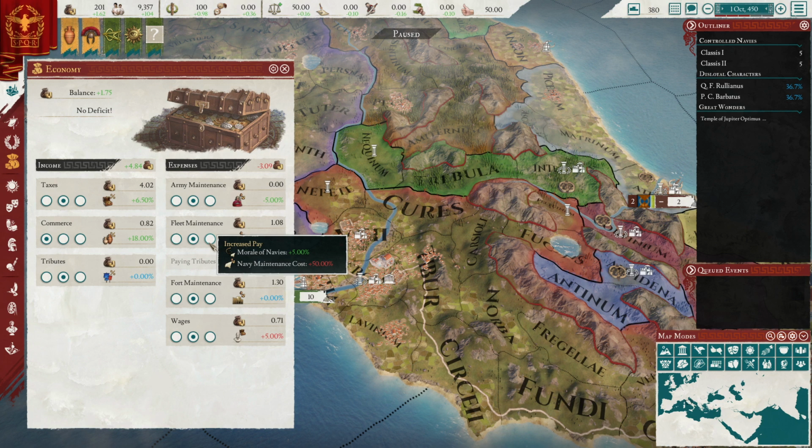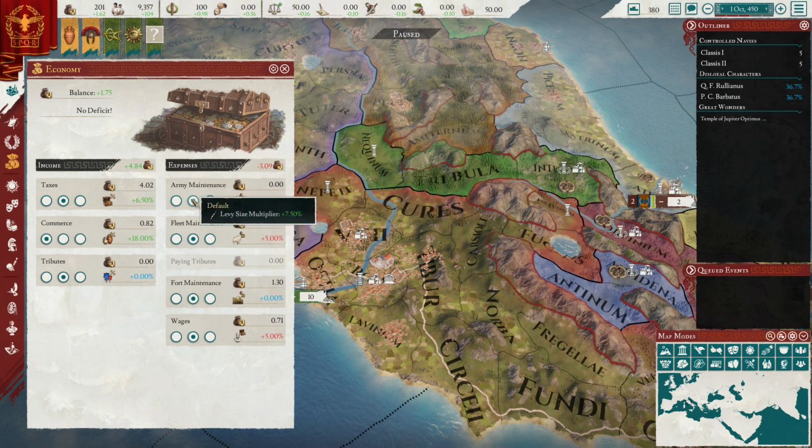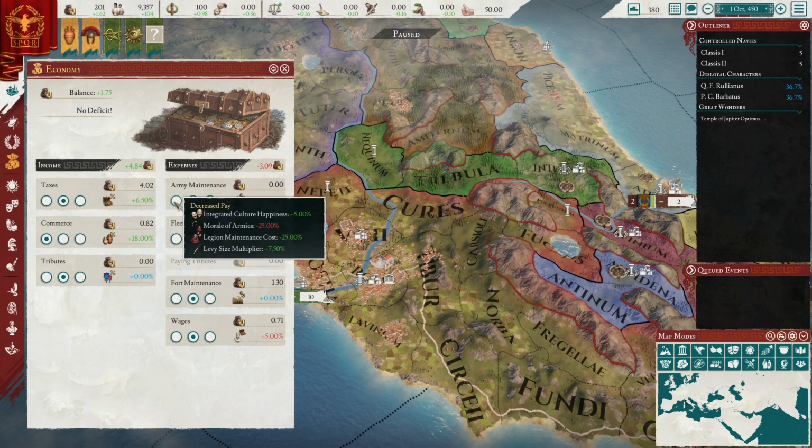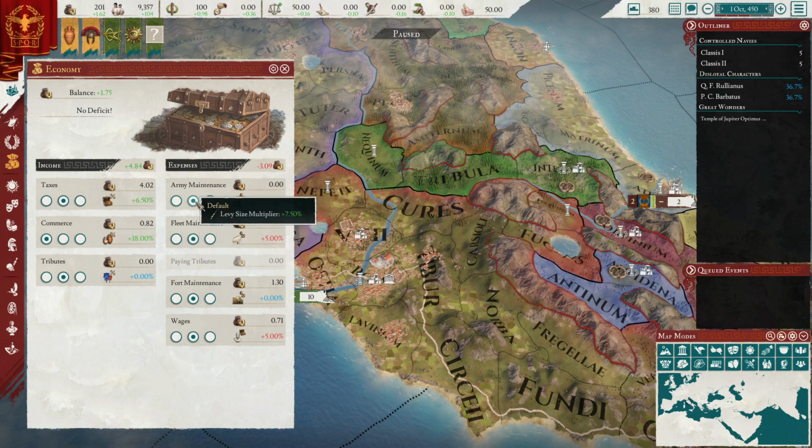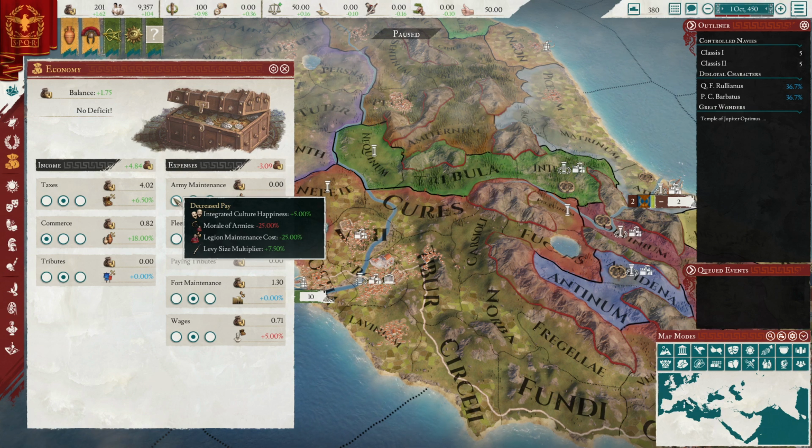Increased pay. The bonus is so little, I personally would never, ever use it, but that's what it does. It's up to you. Army maintenance, the default gives you a levy size multiplier. Decreased pay will ruin the morale of your armies, not as much as navies, while reducing the cost of your legions. The levy size multiplier stays exactly the same, and your integrated culture happiness goes up.